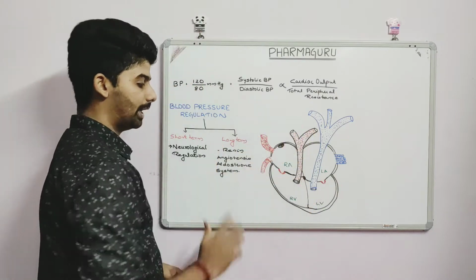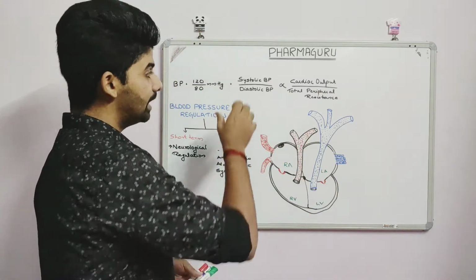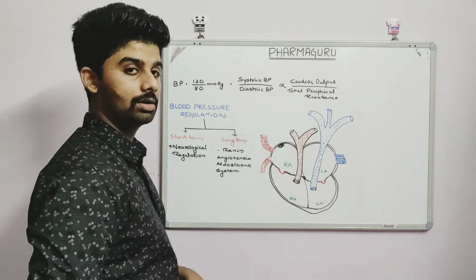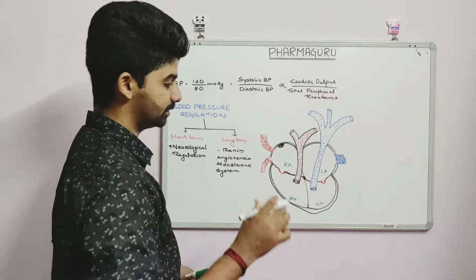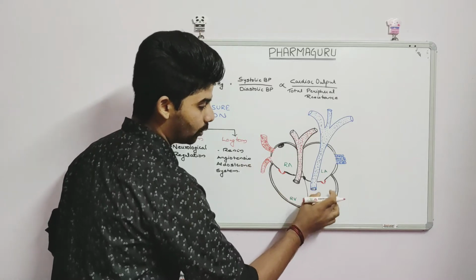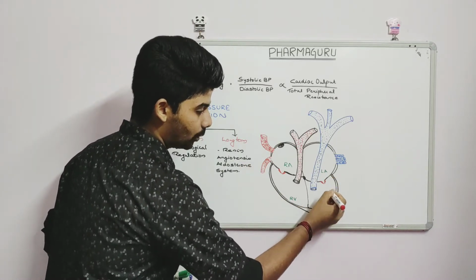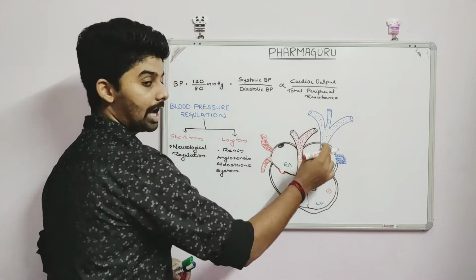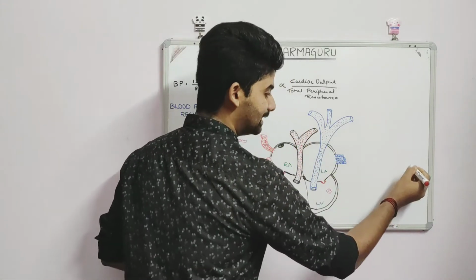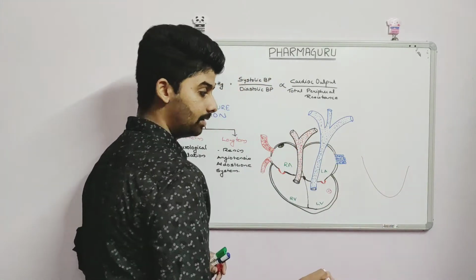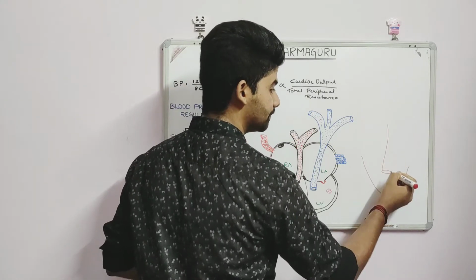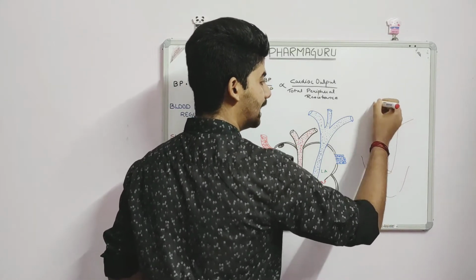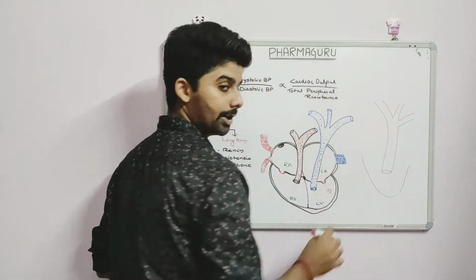So this is actually what happens. Now we will see how systolic blood pressure is related to cardiac output and how diastolic is related to total peripheral resistance. In order to understand that, we will take only this part, the left ventricle and the aorta. So we will consider that this is our left ventricle, and this is the aortic valve from which the aorta arises, and the aorta further splits and gives blood supply to different parts of the body.